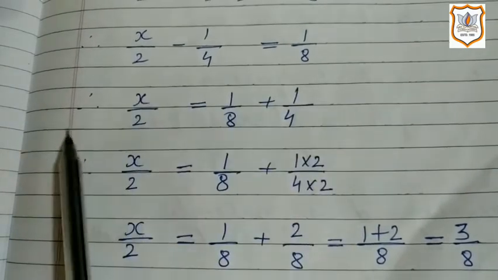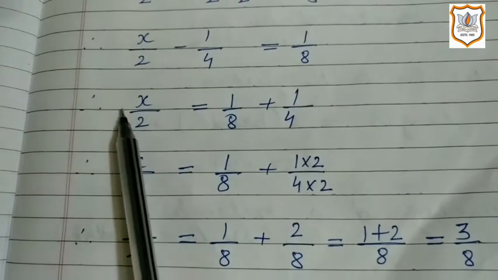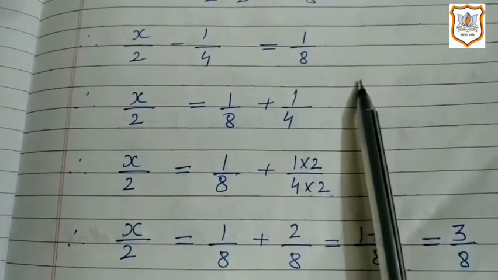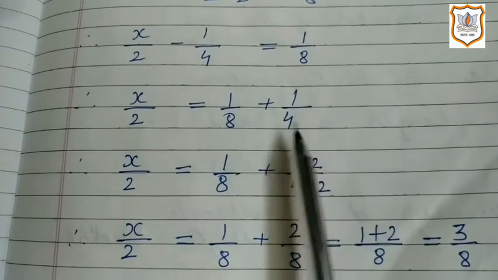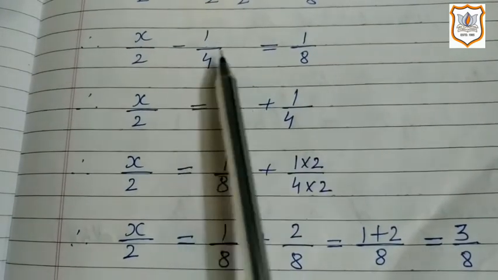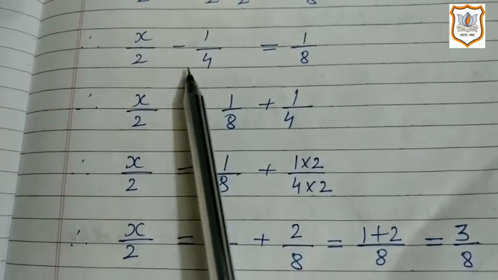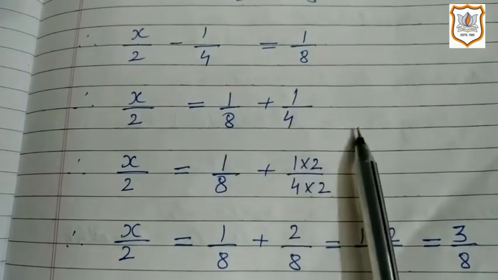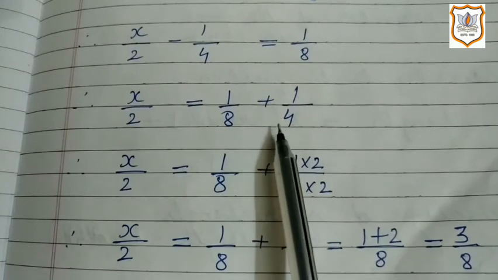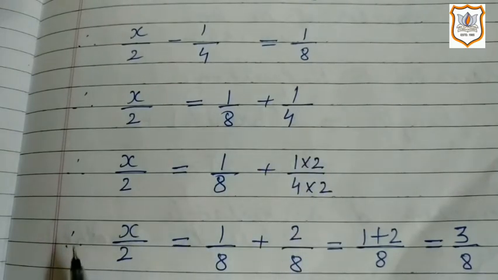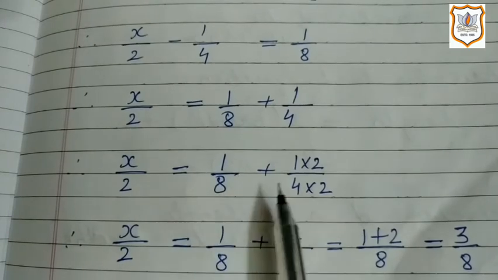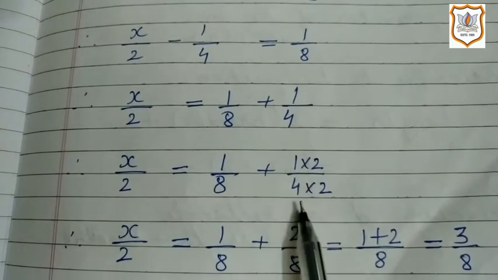Here we use the transposition method. When we shift 1/4 to the right side, the sign will be changed. The sign of 1/4 is minus, and when we shift 1/4 to the right side, the sign will be plus. Next, x/2 is equal to 1/8 plus 1/4.